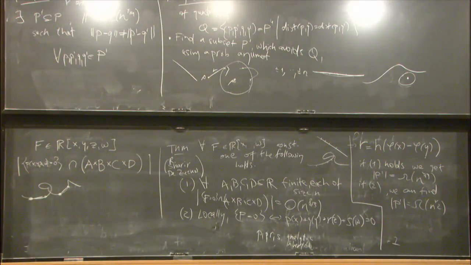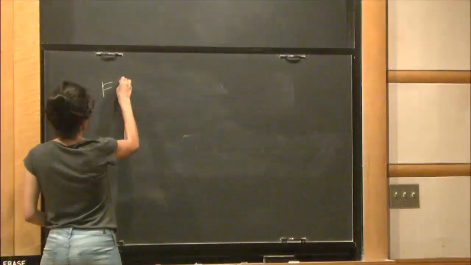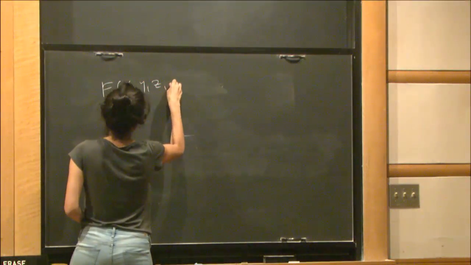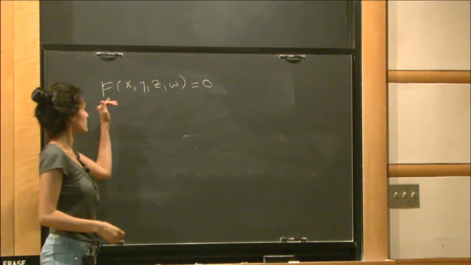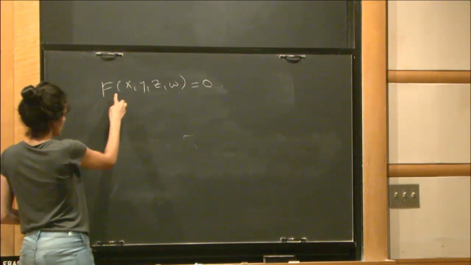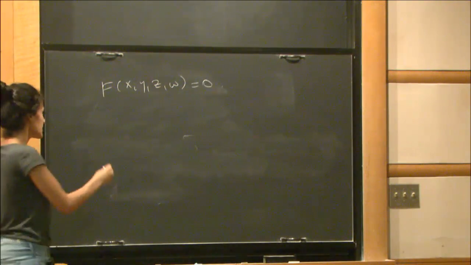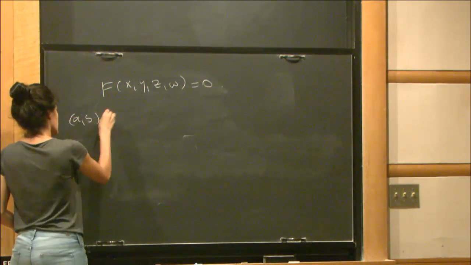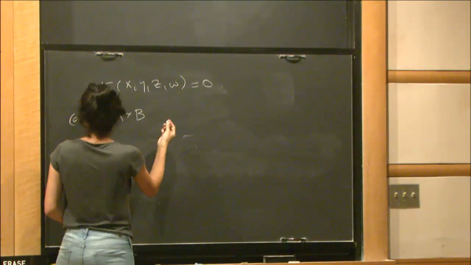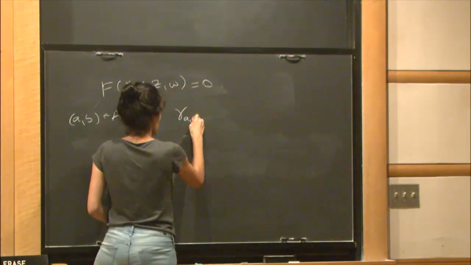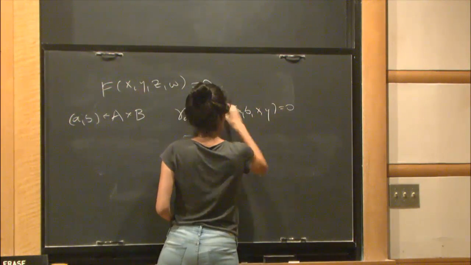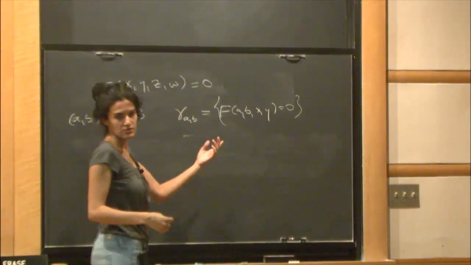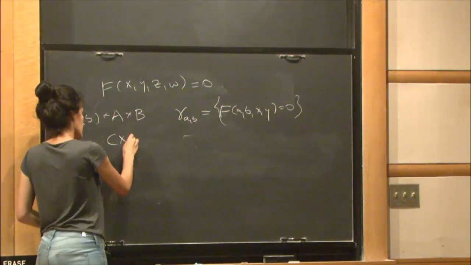We do a reduction to an incidence problem in the plane. So we have a function of four variables, x, y, z, w, and we are interested in the number of zeros of this polynomial. We can fix the first two coordinates: for every (a,b) in A times B, we look at the curve, let's say gamma_ab, which is this. This is a curve in R^2, and we can look at the set of points C times D.